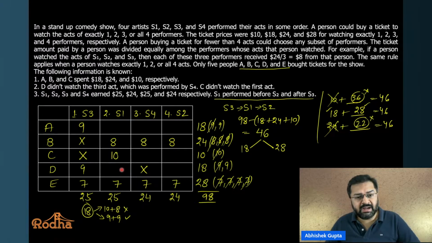If this goes like that, these two cells are left, but what would they be? They would be crossed, obviously, because 25 is already done. So if I put a cross here, this cross is gone, this cross is gone. What it means is that A did not watch the performance of S1, which was the second performance, and D also did not watch the performance of S1. And this adds up to 25 here. This becomes simpler now.